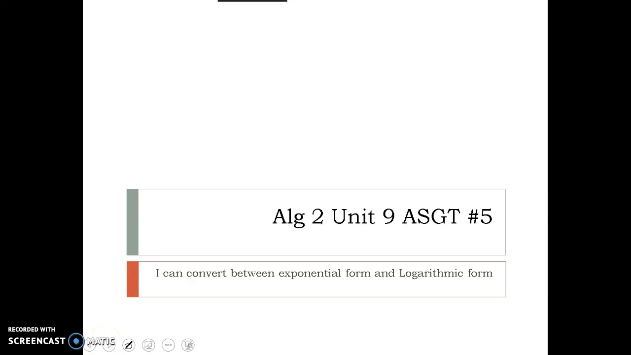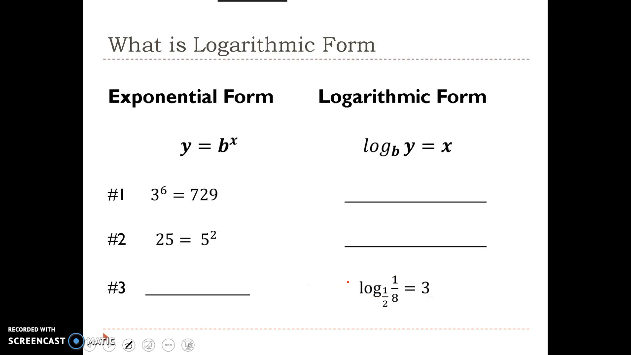All right, in assignment number 5, we're going to be introduced to the idea of logarithms and what logarithmic form is. Logarithms are what we use to solve exponential functions, and so it's an important concept, and we're just going to be scratching the surface today. Let's go ahead and get started talking about what logarithmic form looks like.